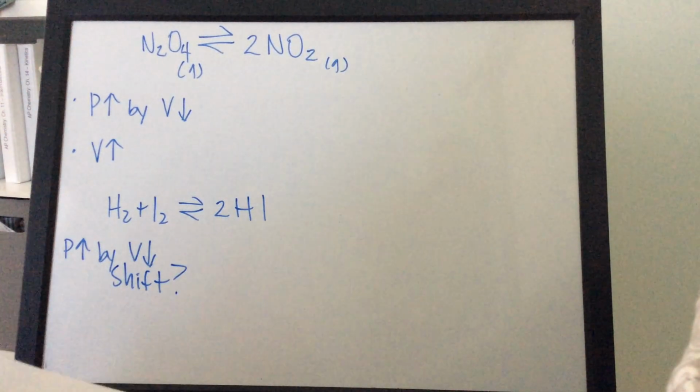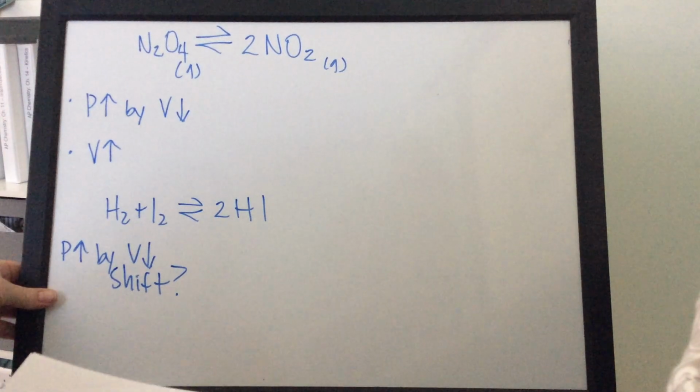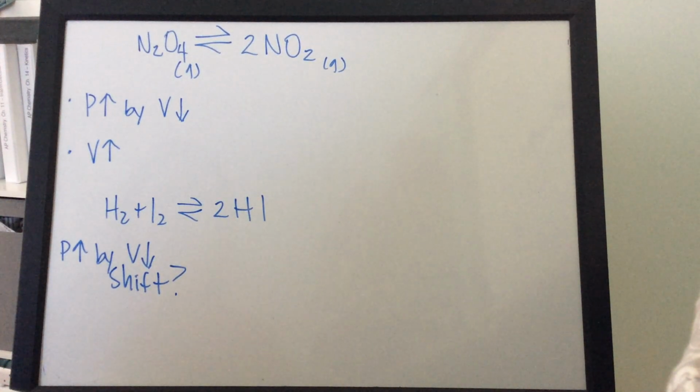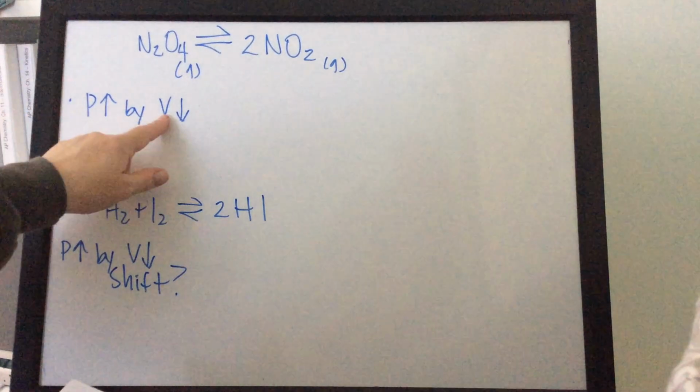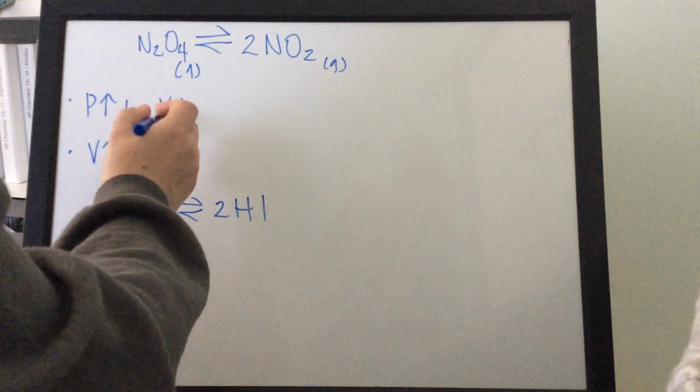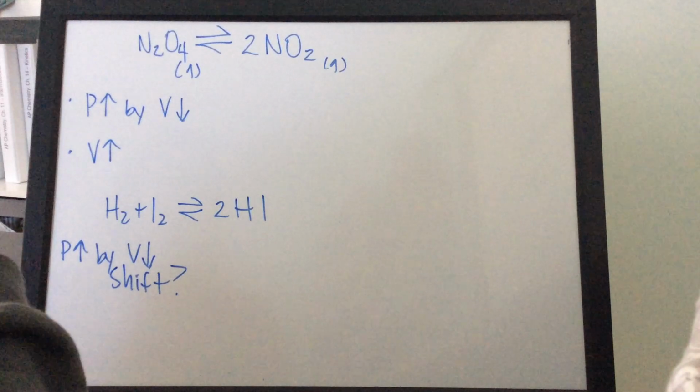Okay, so here we go. First one gave us this reaction, N2O4 giving us 2 NO2. How does equilibrium shift if first the pressure is increased by decreasing the volume of the container? Okay, so if I decrease the volume, the pressure increases. They just flat out told me that.